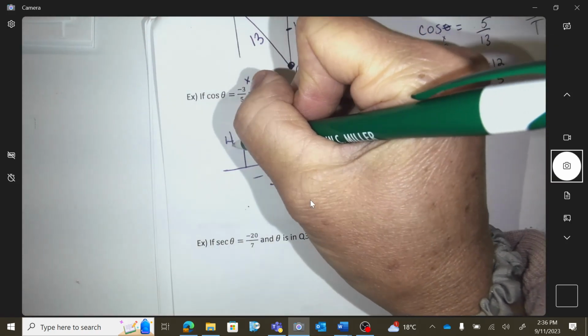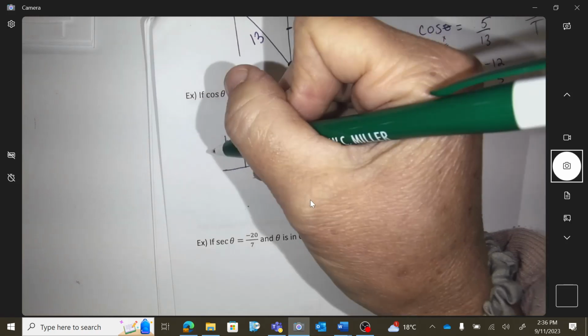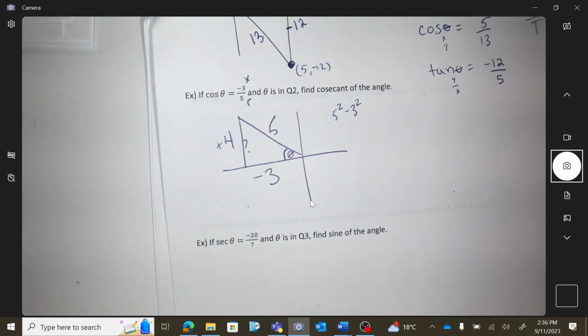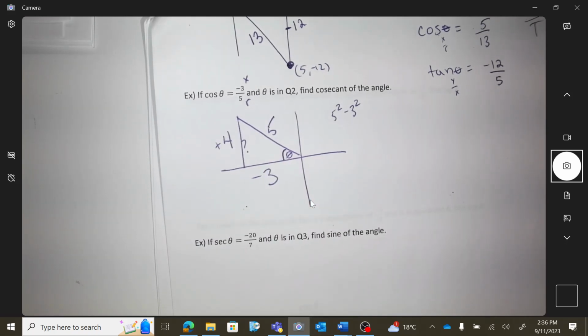Did you get 4 when you were done? Can you ask yourself this: is it a positive or a negative 4 because of its location? Positive. It's positive, yeah. X's and Y's, you always got to make sure your positives or negatives are correct. R, radius, is always positive.